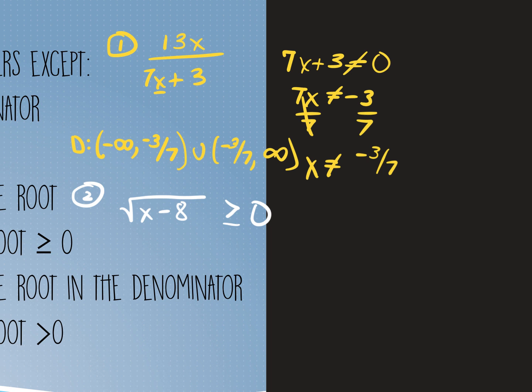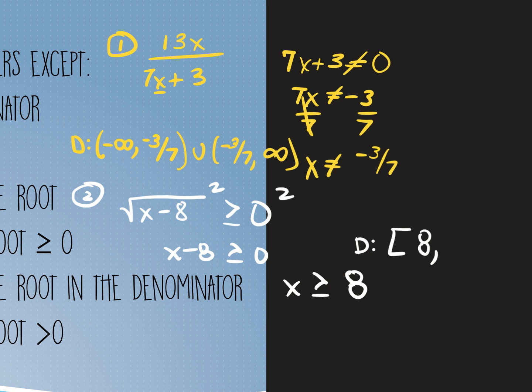And then we solve. So we're going to square both sides, correct? So x minus 8 greater than or equal to 0. Then do what? Add 8 to both sides. So you get x is greater than or equal to 8. So you're telling me that you have to use 8 or bigger. How do we say that? What's your domain?